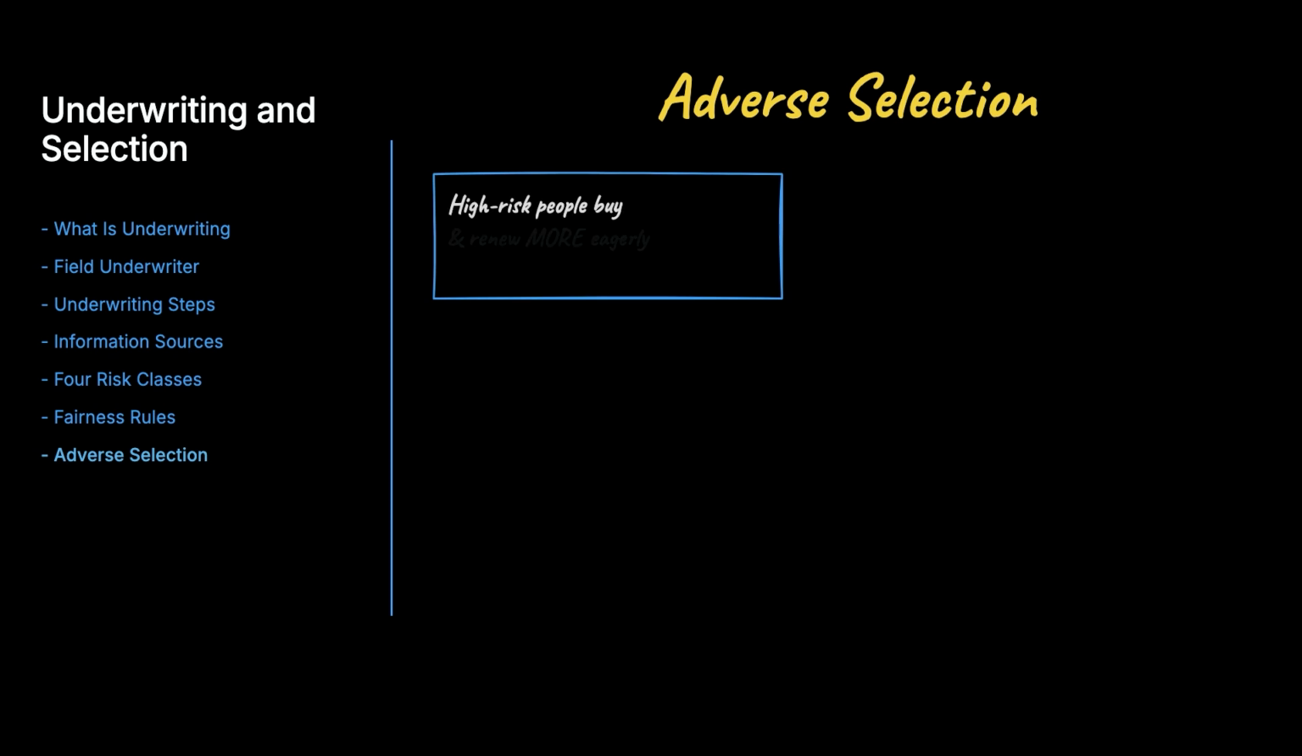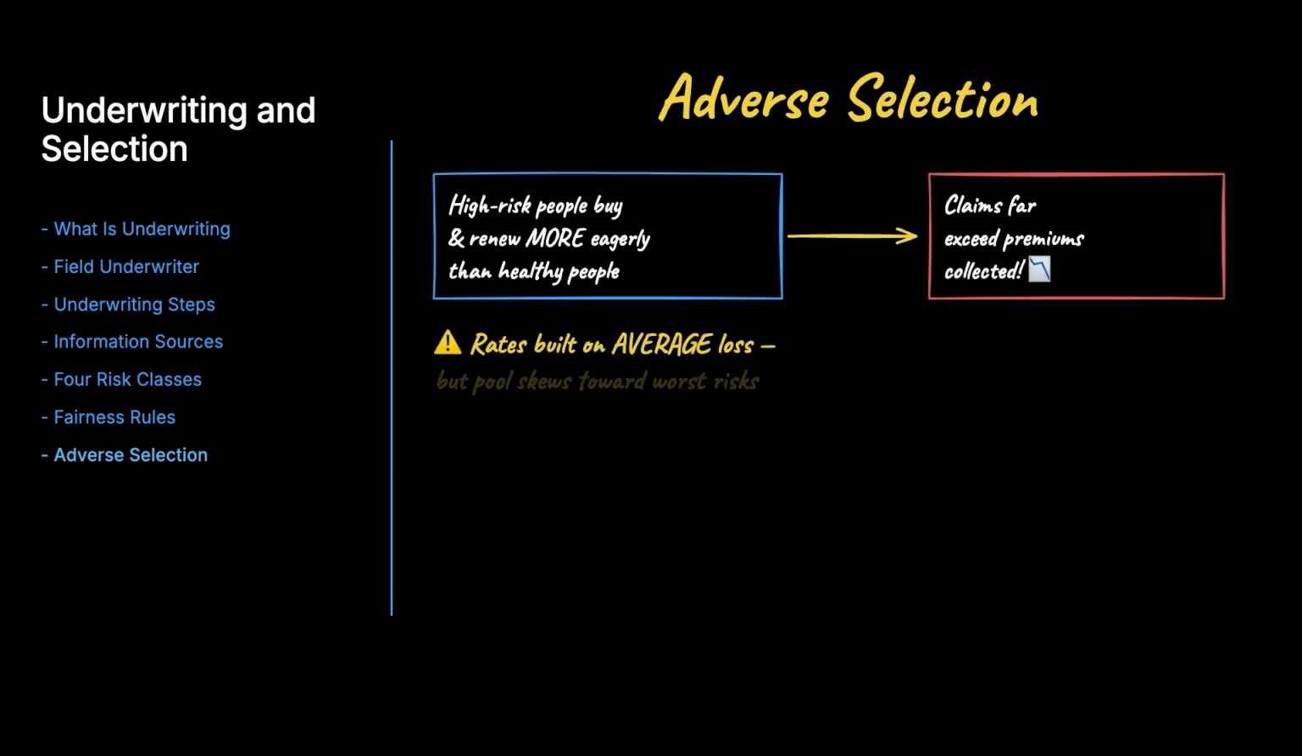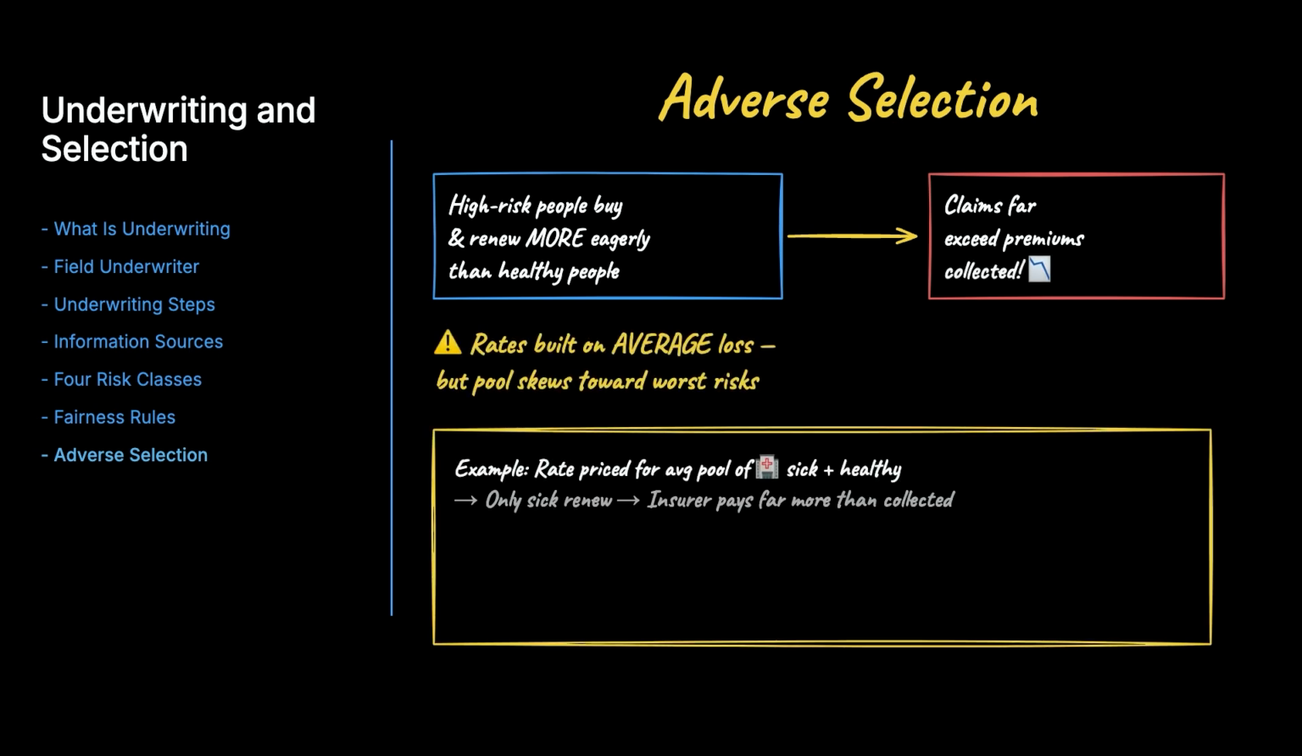All of this underwriting exists to fight one big enemy: adverse selection. Adverse selection is the tendency for higher than average risks to seek out and hold on to insurance more aggressively than healthy people do. Why is that dangerous? Because rates are built on average loss experience. If mostly the worst risks buy and renew, the insurer pays far more than it collected.